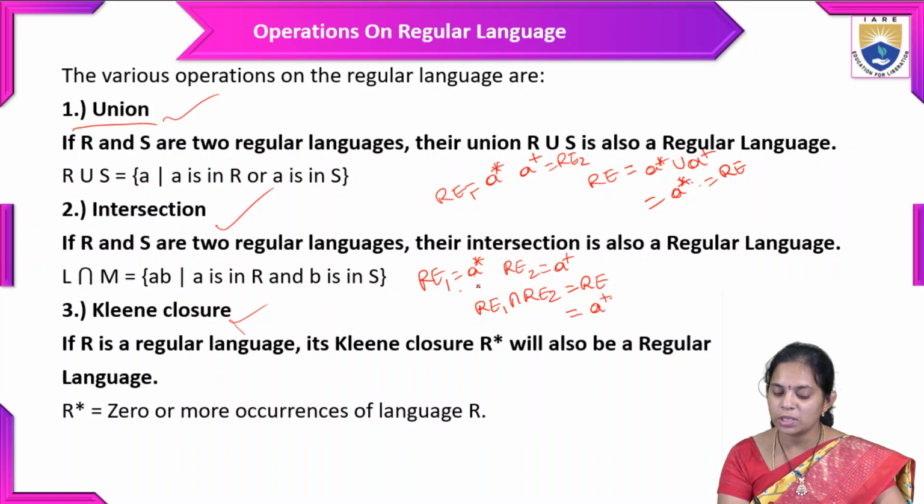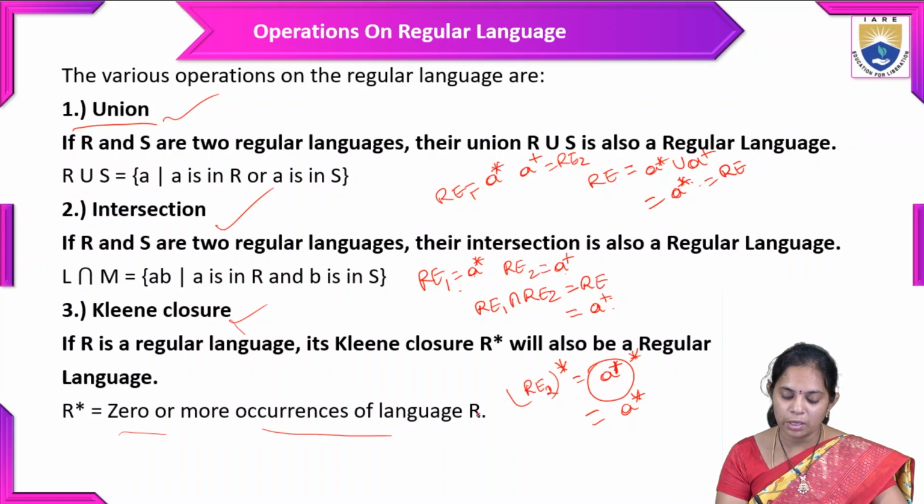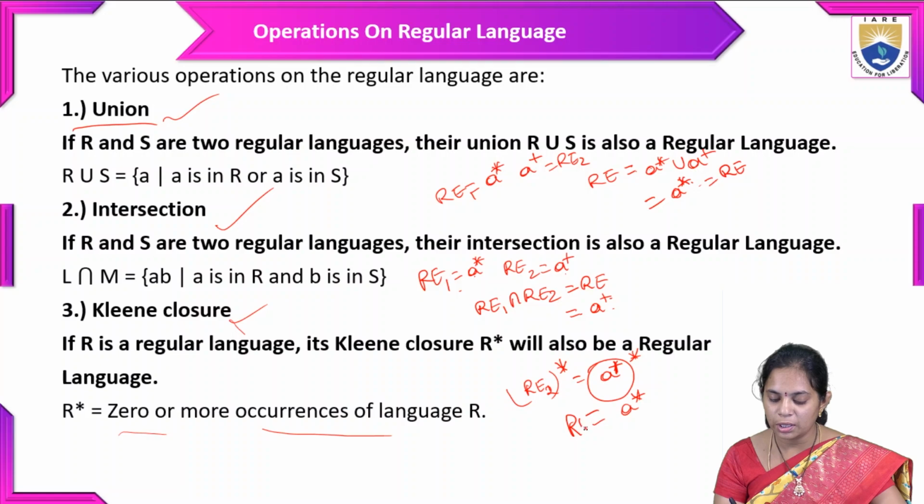Here epsilon is there, and here not epsilon is not included, so that we will get the result as a plus only. And next, Kleene closure. Kleene closure of a regular expression R, that is nothing but R plus whole star, is also a regular expression, R star. So this is 0 or more occurrences of the language R. So R star is also a regular expression.